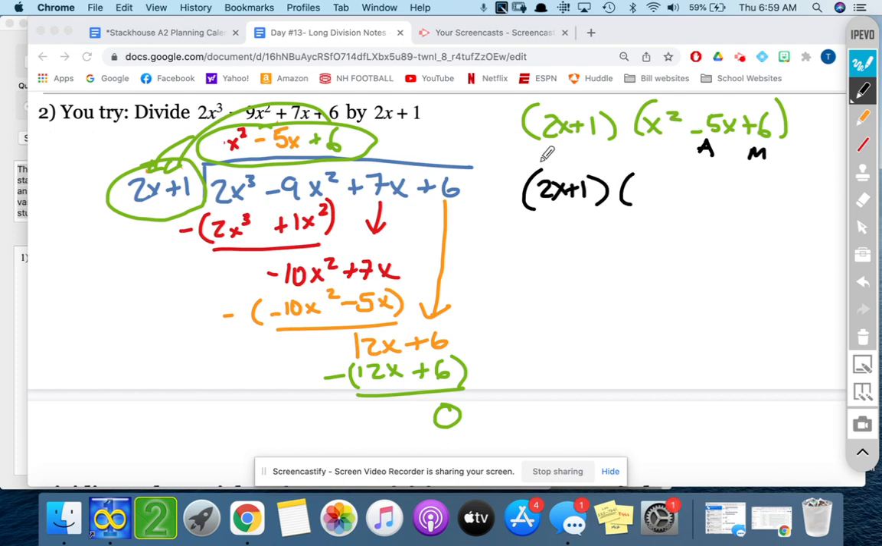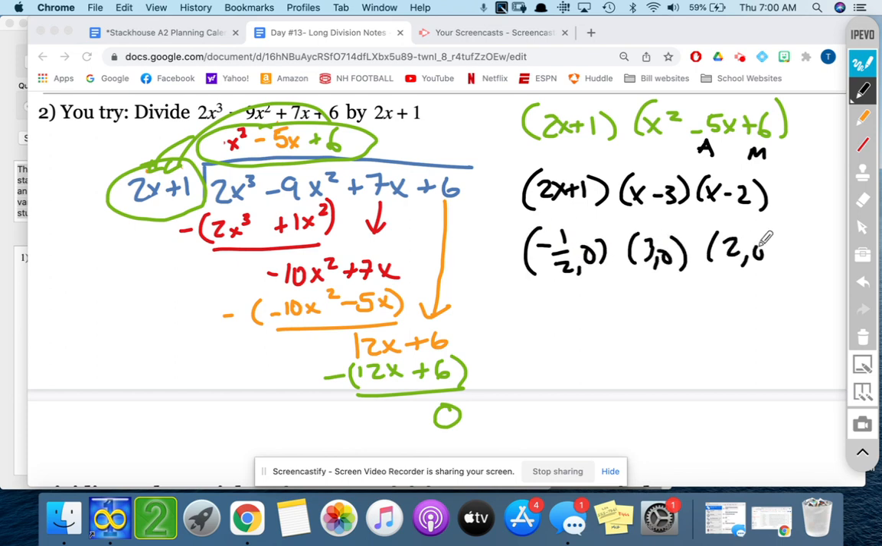To get this, the question is really just saying, hey, what's the answer? Well, that's x squared minus 5x plus 6. But to get it to fully factored form, we'd go x minus 3, x minus 2. And that's because if we asked you to graph this original polynomial, I know I have a root at negative 1, 0, a root at 3, 0, and a root at 2, 0. And that's the entire point, guys: the division of polynomials is to get where your polynomials cross the x-axis.